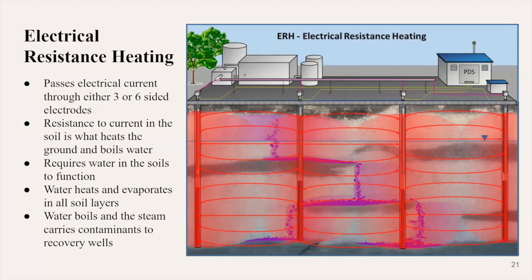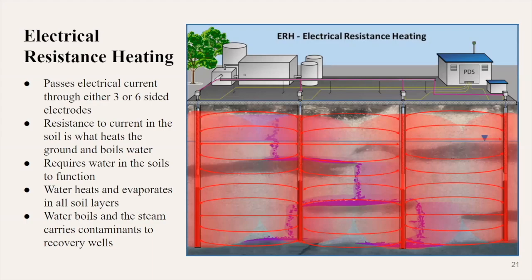It can take 2 weeks to reach the boiling point of water, which is what this system is designed to do. Because as the water heats up and evaporates in the conductive zones, it makes that contaminant also heat up and ideally become a vapor, and then it can be removed.